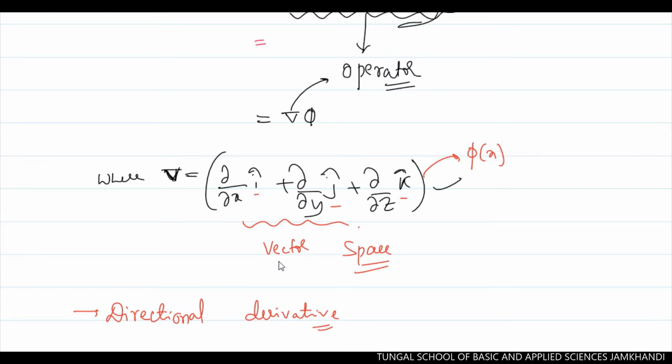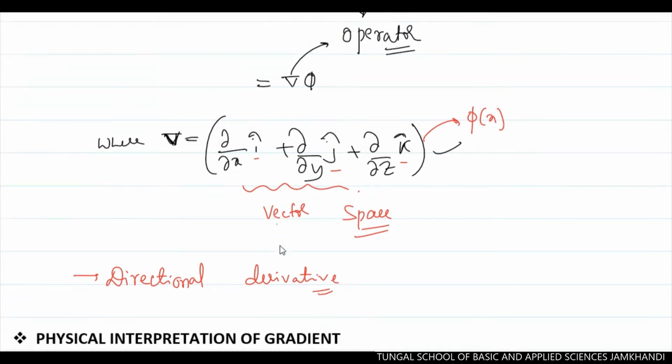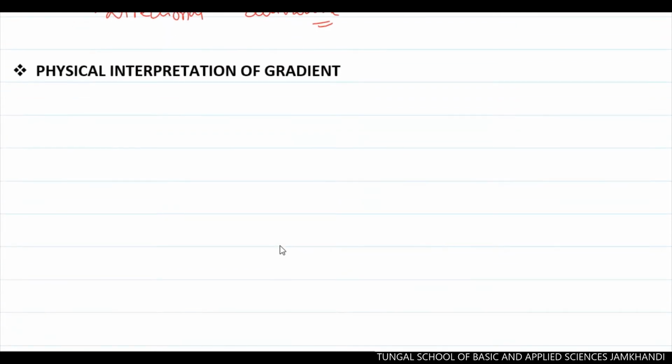So the resultant of the gradient of a scalar function will be a vector only, because it is called a directional derivative. It shows how that function is changing with respect to the individual coordinates, in particular in the Cartesian coordinate system. In this class we are going to discuss the physical interpretation of the gradient, how you are going to interpret the gradient of a particular scalar function.